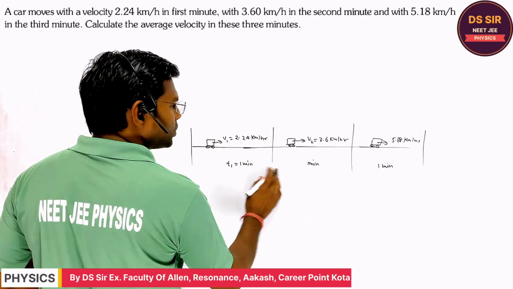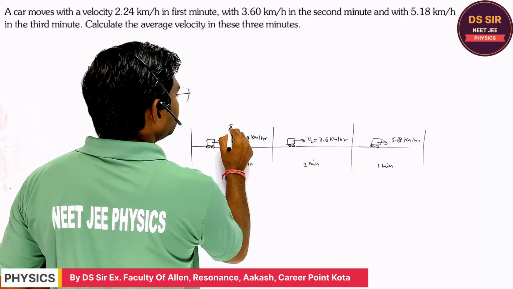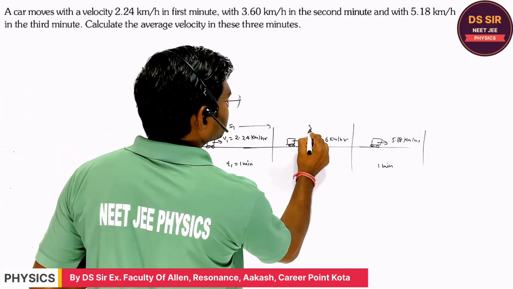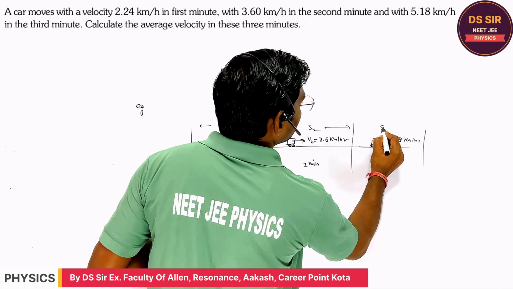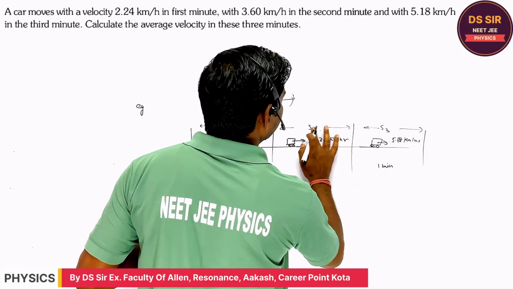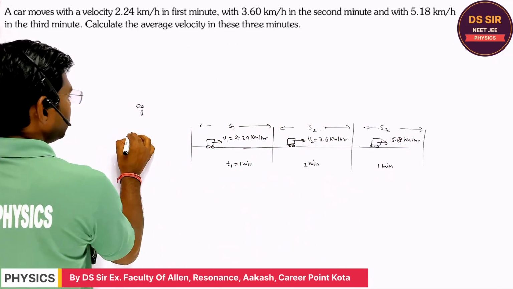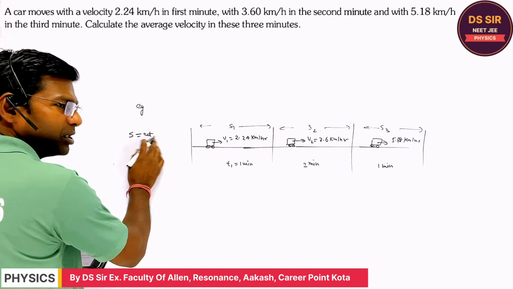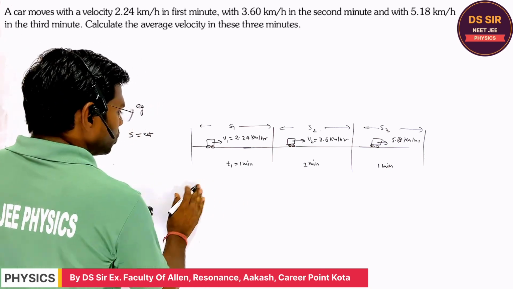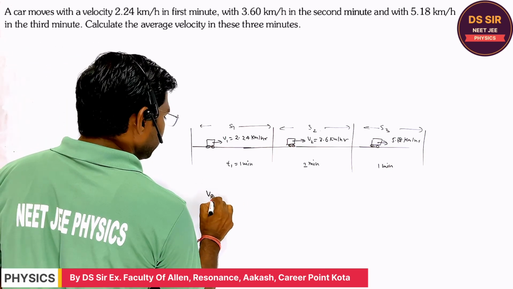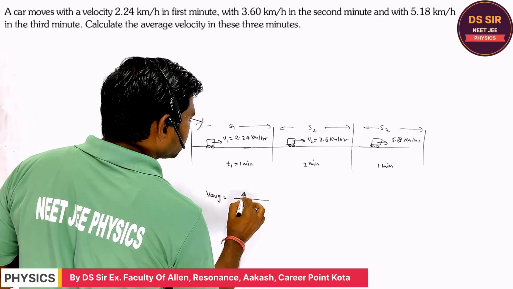But since the velocities are different, the distances will be S1, S2, S3. The distances will be different, right? So S is equal to UT. Distance is equal to speed into time. So for the average velocity, we have to find the total displacement.